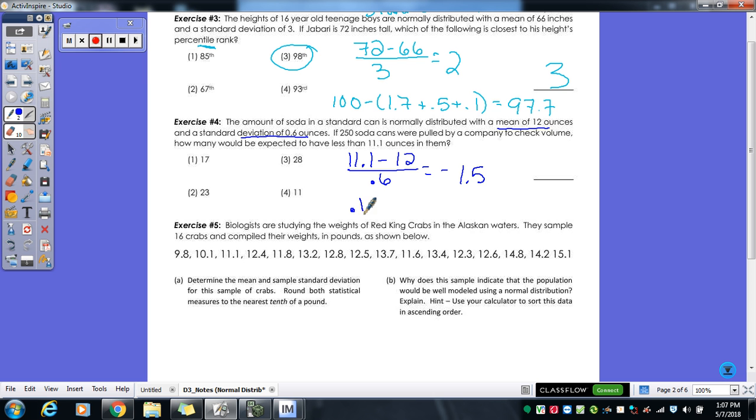So that means we would be adding the 0.1 plus the 0.5 plus the 1.7 and plus the 4.4. Why 1.7 and 4.4? Because we're going to the left of negative 1.5. But that's not one of our answers, because we still have to do one more step. Multiply 6.7 by 250. So let's use 0.067, and that'll give us the actual number of cans instead of a percentage. 16.75. So that would round to 17 cans expected to have less than 11.1 ounces.